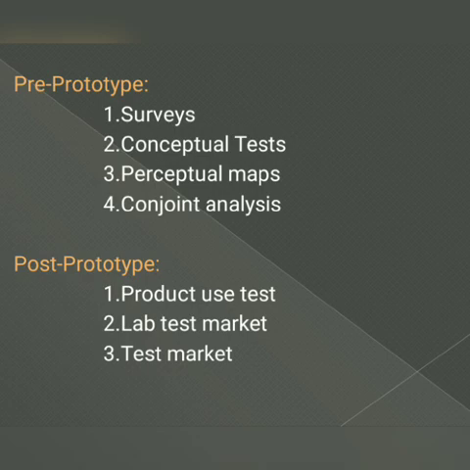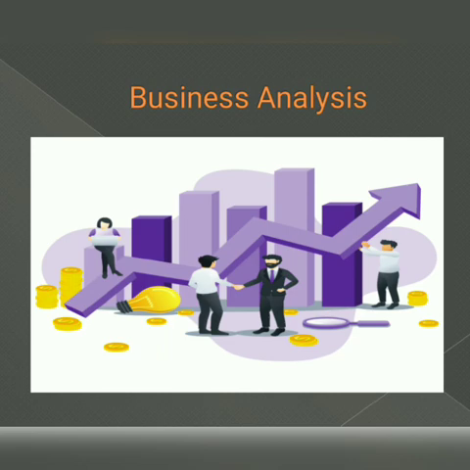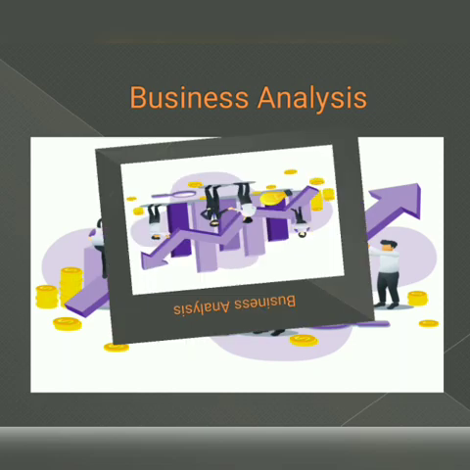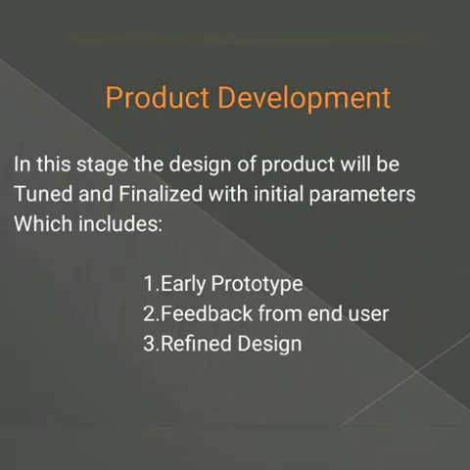Here comes the next stage of product planning and development, which is business analysis. In this stage, the marketing plan will be evaluated on sales, cost, and profit estimates. The next stage of the product planning and development process is development of your actual product. Here, the product design will be tuned and finalized with the initial stage design parameters, which include the early prototype, feedback from end users, and refined design.